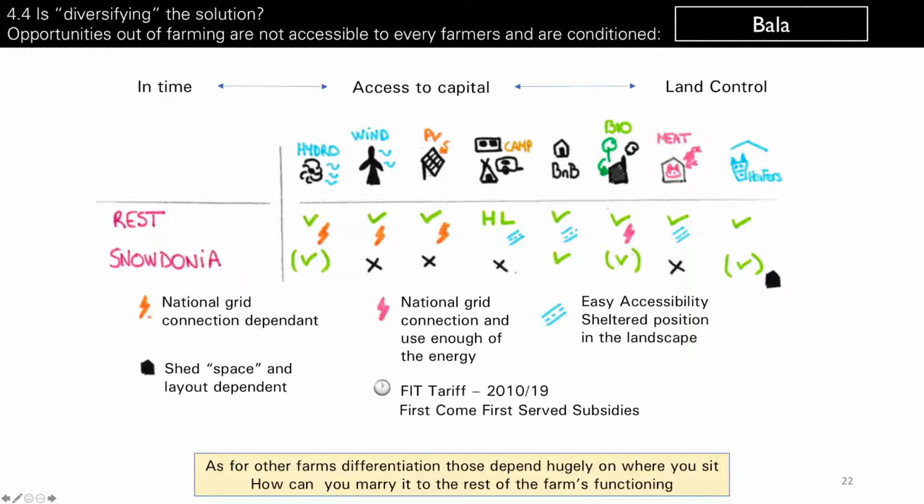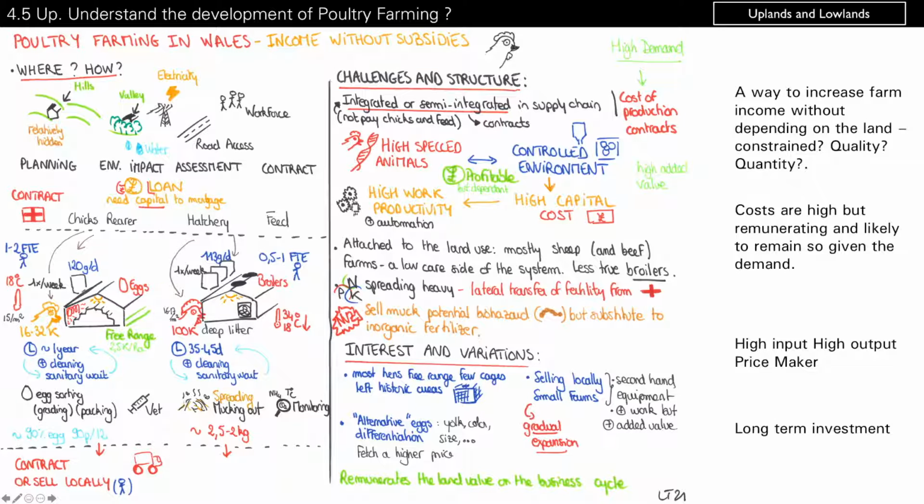And you also need a national grid connection. All of this diversification has to fit in with the other side of the farming system, which often means a scale down in terms of land use intensity. On the other side, we have also seen massive development over the last couple of years in poultry, mostly because it's a way to increase farm output without depending too much on the land, in terms of quality or quantity.